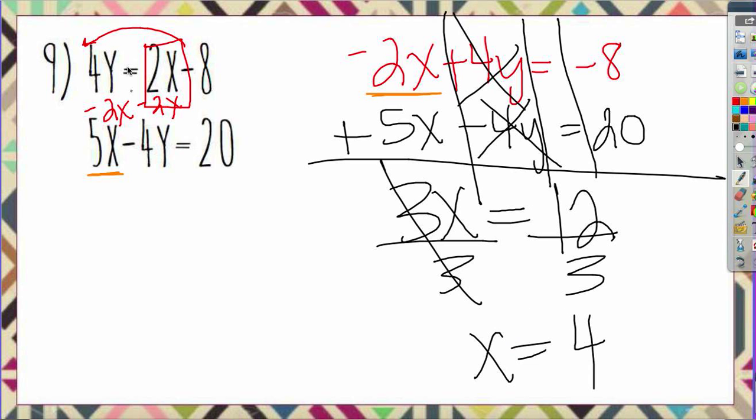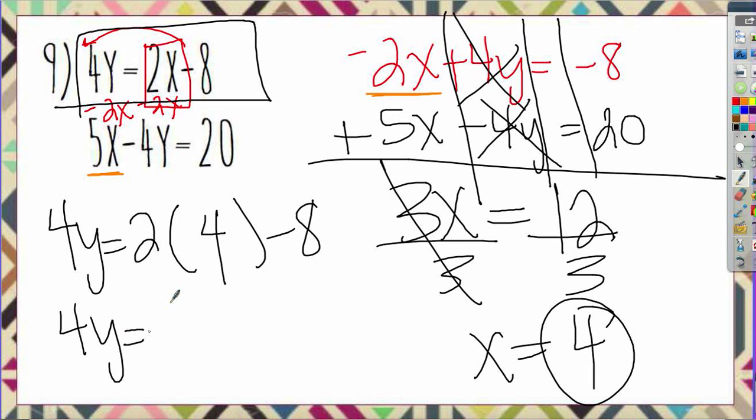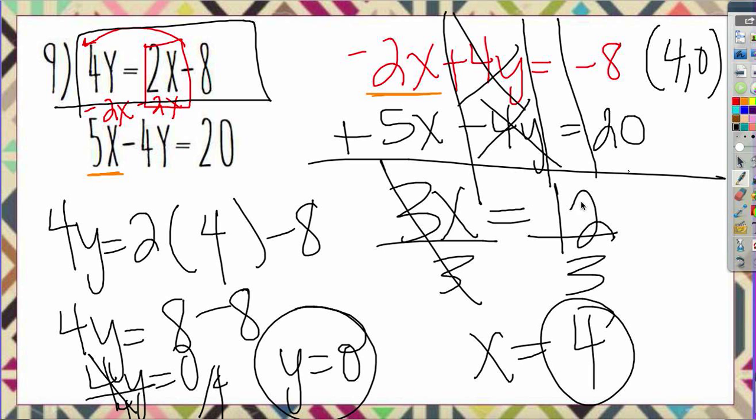Plug that back into either one of the original equations. I'm going to use the top one. And I've got 4y equals 2 times x minus 8. We just found out that x is equal to 4. So 4y equals 2 times 4, which is 8, minus 8. So 4y equals 0. Even when I divide by 4 on both sides, 0 over 4 is just 0. So our y coordinate is 0. So the point where these two lines intersect is the ordered pair 4, 0.